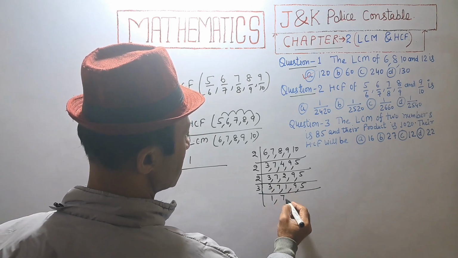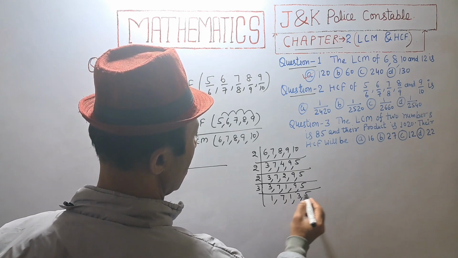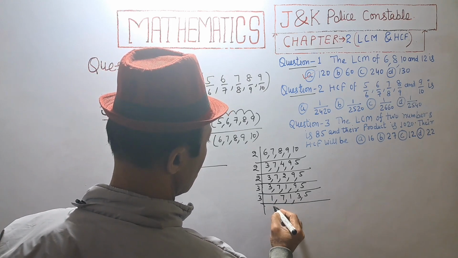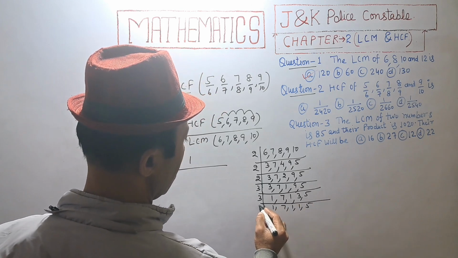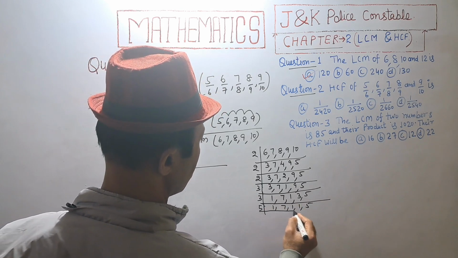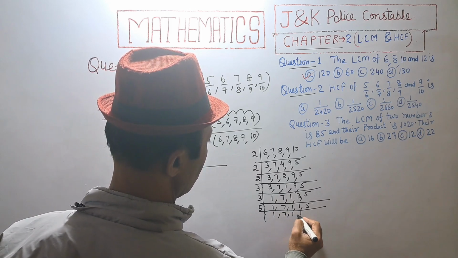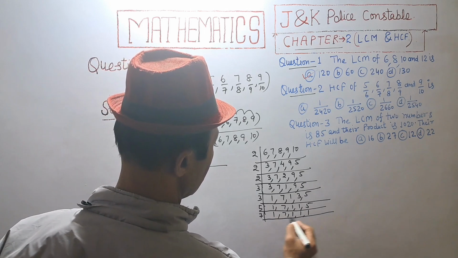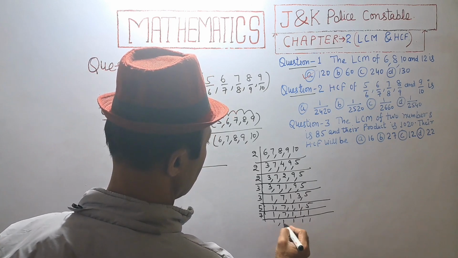3 1s are 3, 7 as it is, 1, 3 3s are 9, 5 as it is. Then 3, 1 7 1 1 5, and 5, 1 7 1 1 1, and lastly 7 1 1 1 1 1.